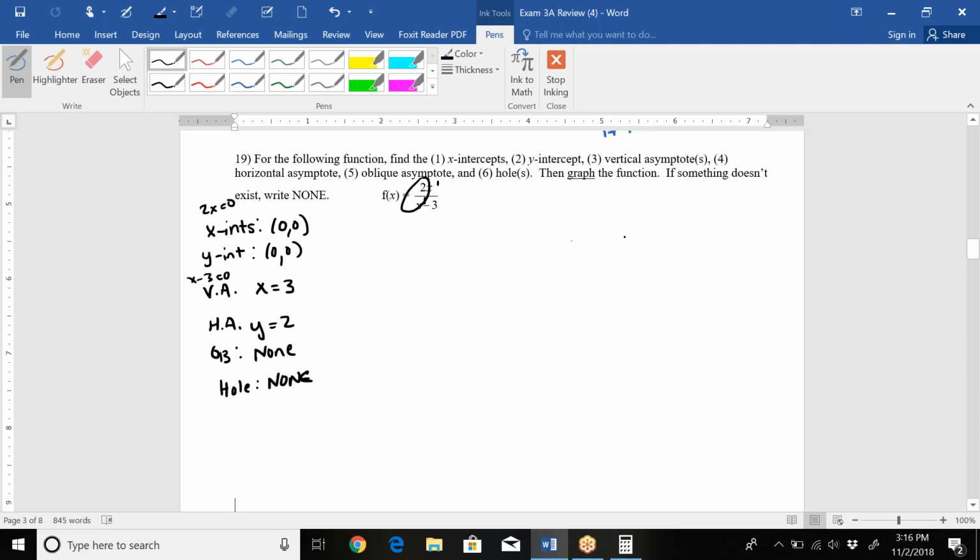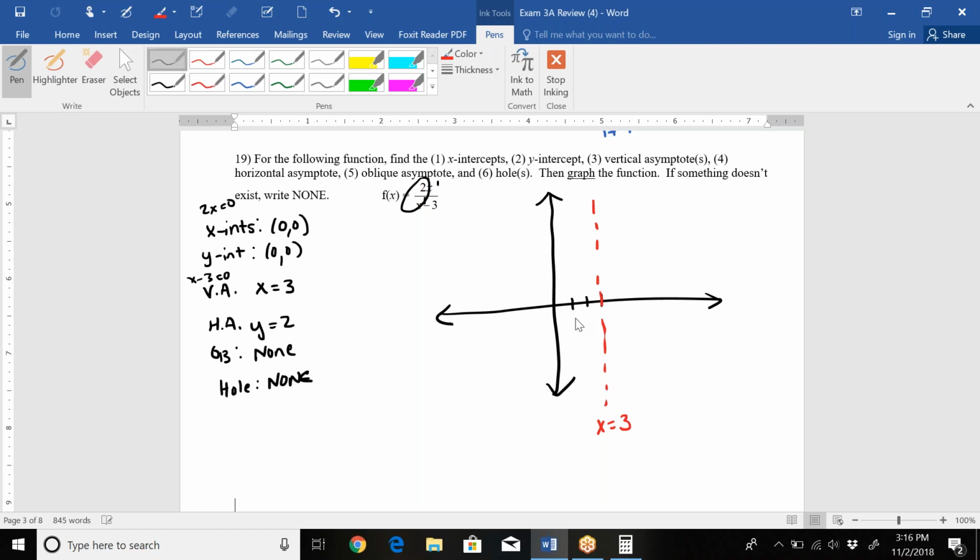So we're going to place down all the things we know on the graph, and then we're going to find some extra points to kind of fill in any missing pieces. So at positive 3, we're going to have a vertical asymptote. I like to do that in a different color on the video, so it pops out. At positive 2 on the y-axis, we're going to have a horizontal asymptote.